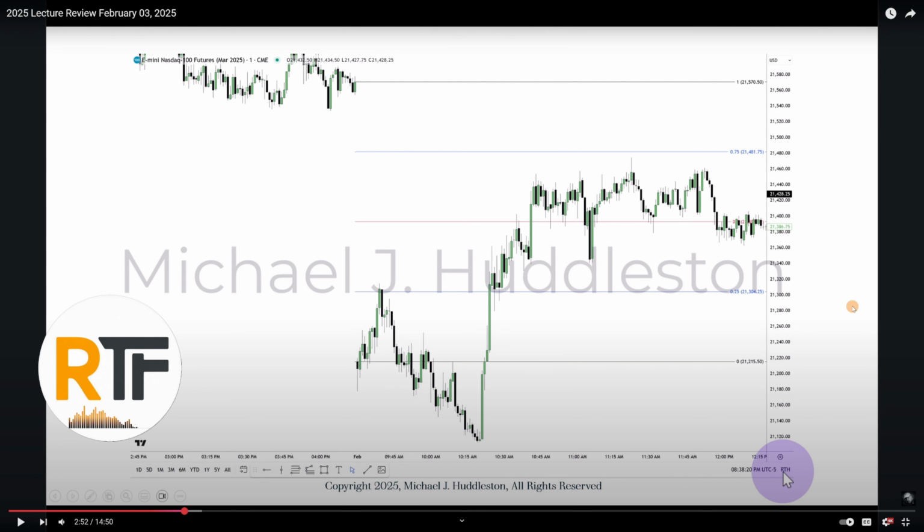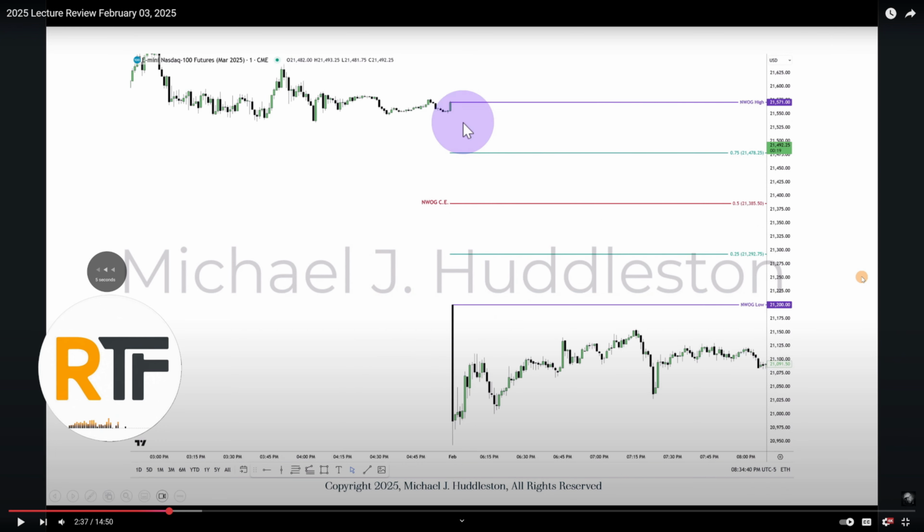Okay, it can be a little confusing, so let me clarify between new week opening gap and the opening range gap. Now, if we go back a little bit, the new week opening gap is going to be drawn from Friday's 5 p.m. closing price here to Sunday's 6 p.m. opening price here in this example. This is the new week opening gap.